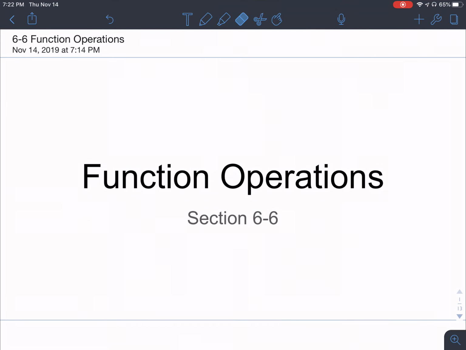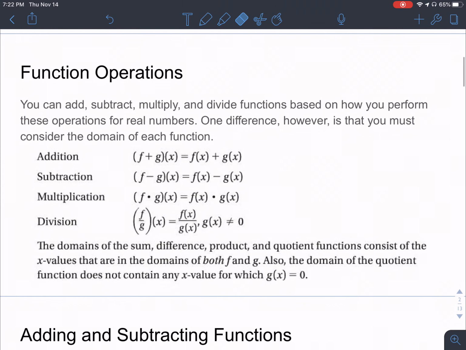All right, but today we've got to talk about something very, very important, function operations. So let's talk about function operations real quick. You can always add, subtract, multiply, and divide functions based on how you perform these operations for real numbers. One difference, however, is that you must consider the domain of each function.